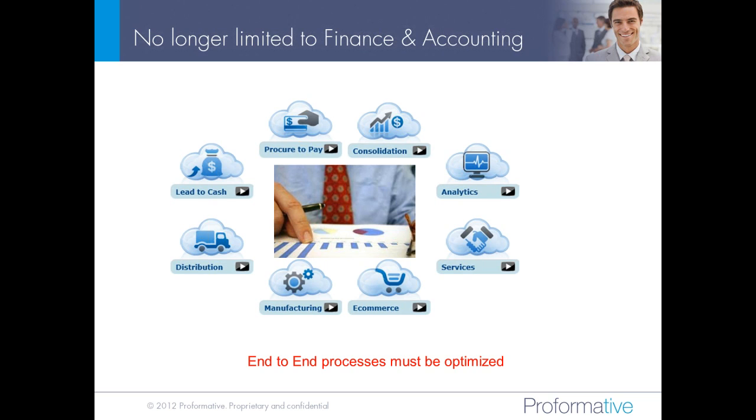How can that happen? You're asked to make decisions based on the data that you have, and you don't have the right data at the right time. You don't have real-time visibility. So the problem is not only in finance and accounting, it's across the organization, whether it's a procure-to-pay process, a consolidation, or a lead-to-cash process. All these processes are maybe automated, but they're not optimized, and they don't work together with each other. That is a common problem.